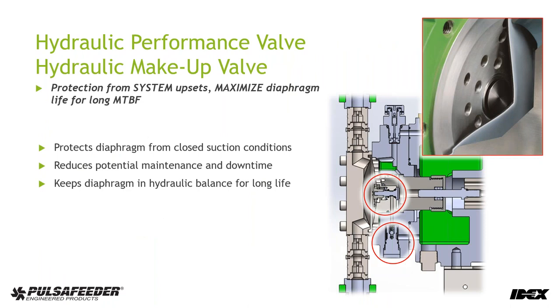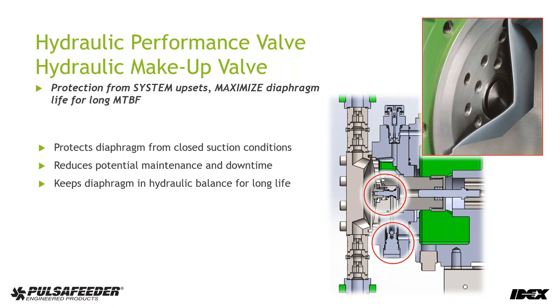The hydraulic performance valve and the hydraulic makeup valve protect from system upsets. These maximize your diaphragm life for a long mean time between failure. So if your pump goes down, if your diaphragm fails for some reason, hopefully you've got a spare diaphragm on hand, and you've got the expertise to deal with that. But with the PulsaPro, we've taken great efforts to minimize that potentially happening, and also increase the life cycle of the diaphragm.